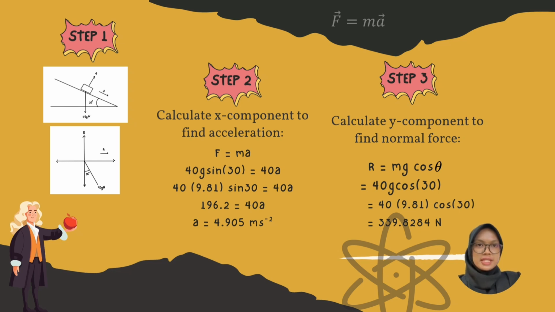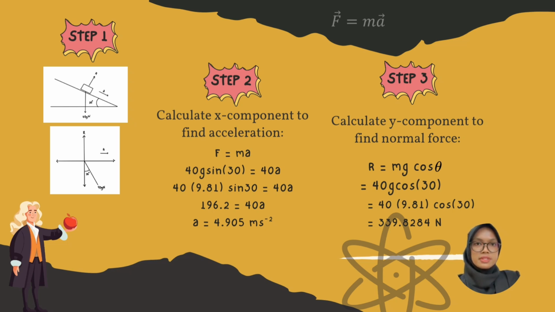To find the acceleration, we need to calculate the x component, using F equals ma. F is 40g sin 30 degrees equals 40a. g is 9.81, so we get the answer for a equals 4.907 meter per second square.